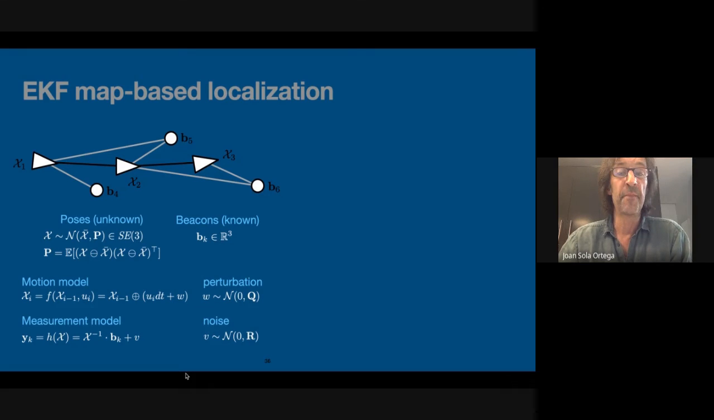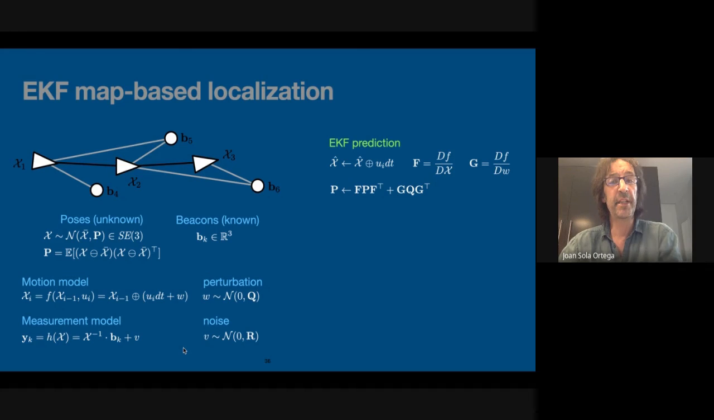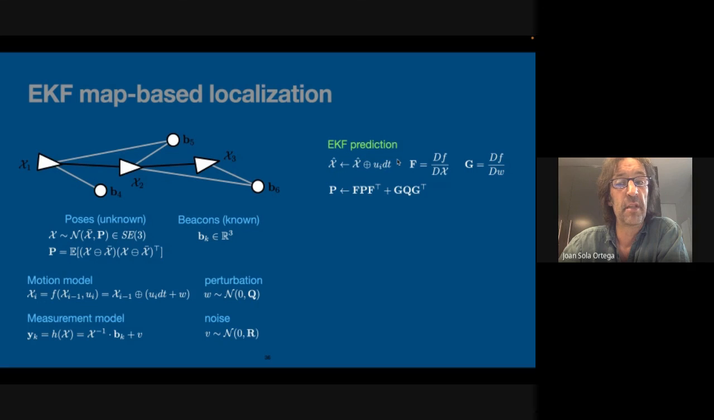Now you have all this, and we construct the Kalman filter. Prediction: x hat becomes x hat plus ui dt, without the noise because we are doing prediction. And we compute the two Jacobians of this function. The Jacobian with respect to x, we call it F, and the Jacobian with respect to this part, this is u, not omega, we call it G.